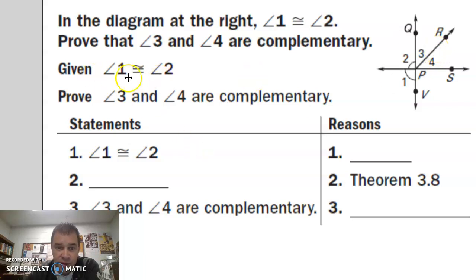Okay, so this is going to be a fairly quick solution. Angle 1 and angle 2 are congruent. That is simply because it is given to us. We know that that's always going to be the first thing that we write, what we have been given, something to work with. The second thing that we could say about this comes from Theorem 3.8.